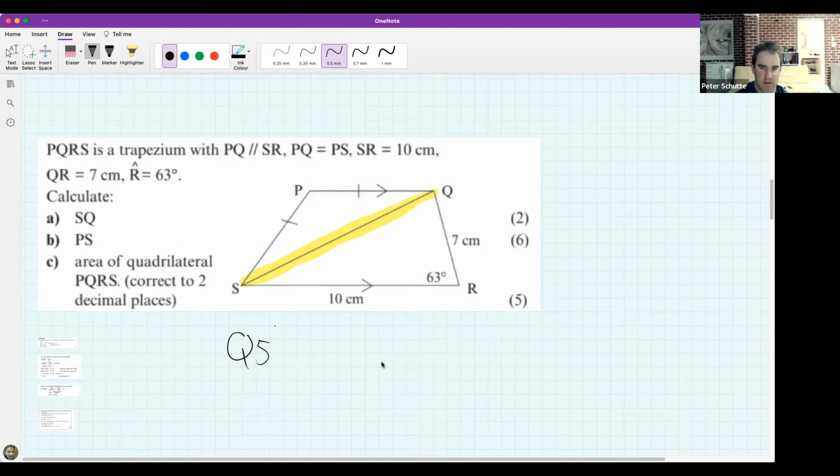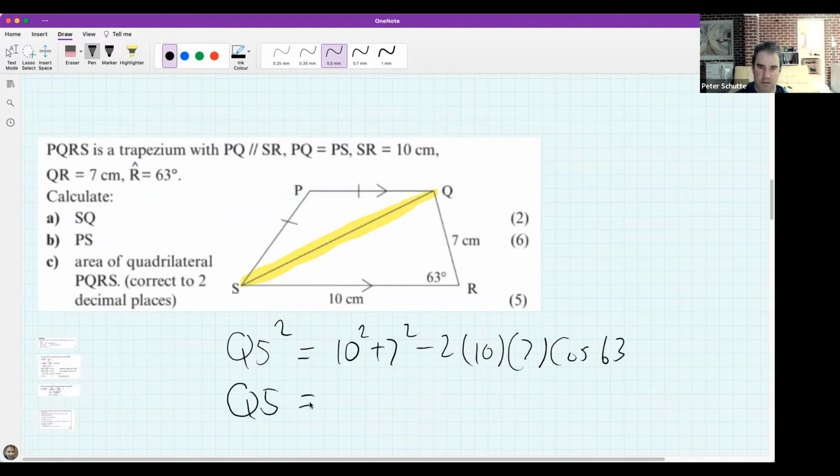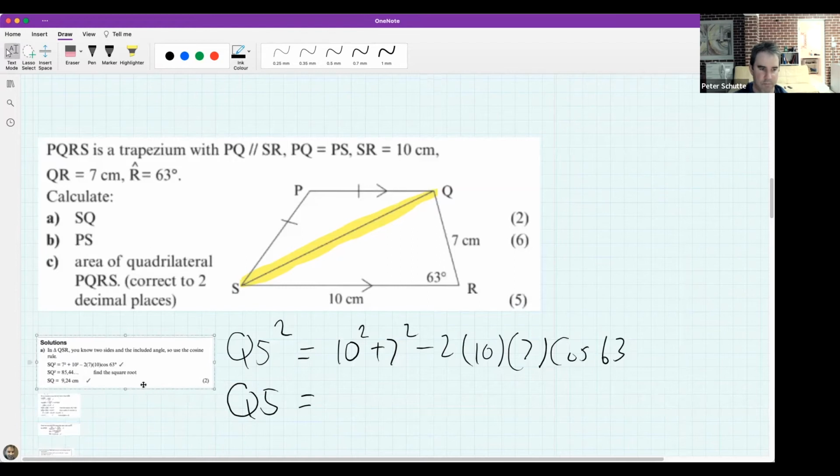QS squared is equal to 10 squared plus 7 squared minus 2 times 10 times 7 times the cos of 63. So what is QS going to be equal to? It is equal to 9.24. Yes. Okay, awesome. So we've got this one and it's 9.24.